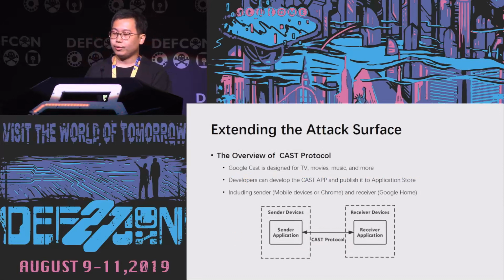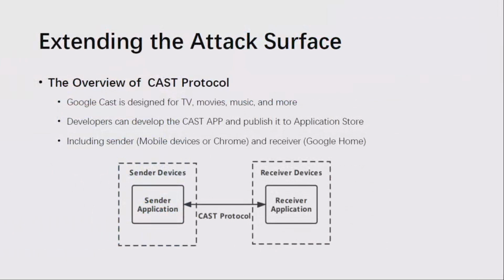In these sections, we will show you how to extend the attack surface of Google Home. First, let's introduce the basic knowledge about the CAST protocol. Google allows developers to develop CAST apps and publish them to the app store. In general, a CAST app includes senders and receivers. Sender devices may be mobile devices or PCs running Chrome. The receiver is Google's IoT devices such as Google Home. The entire architecture is as follows.